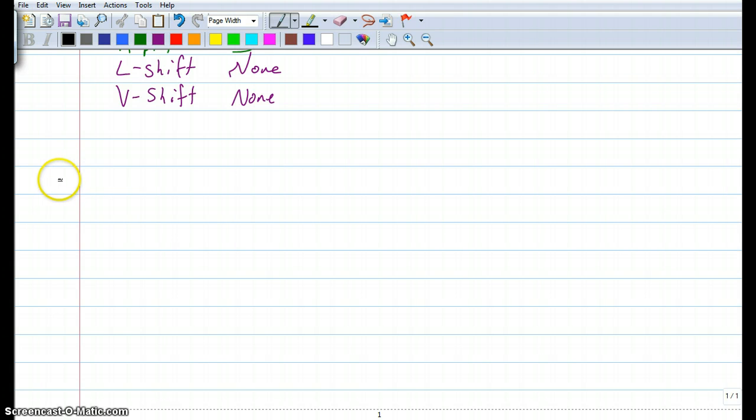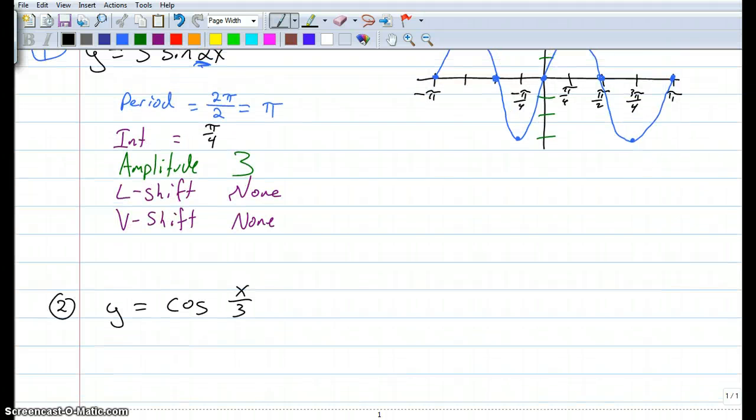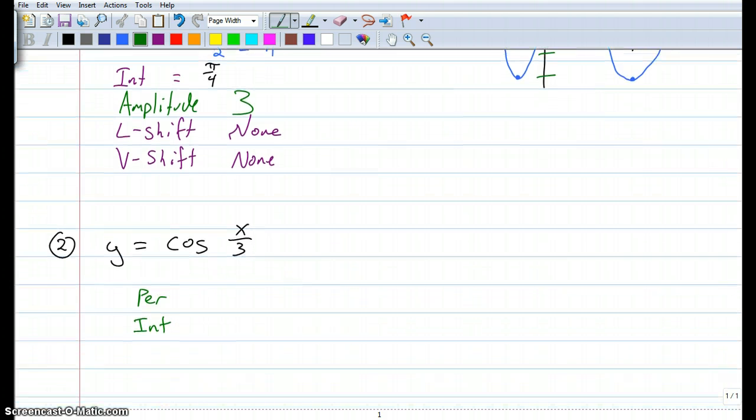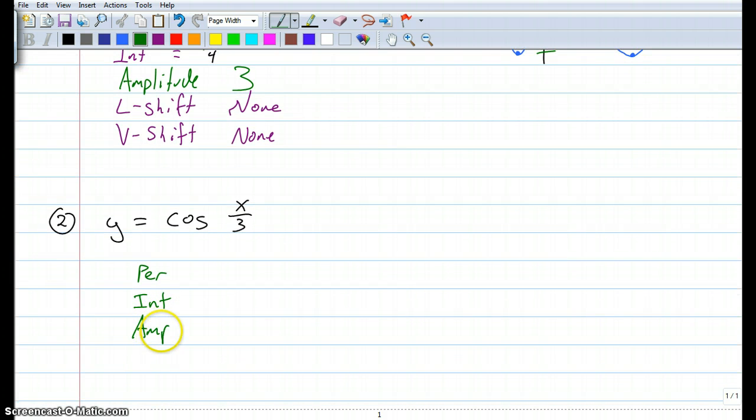Awesome. Now, number 2. Y equals the cosine of x divided by 3. Now, while we're thinking about this, copy that down and let's write the same things. Let's talk about the period. Let's talk about the interval. Let's talk about the amplitude, the L shift, and the V shift. We're going to talk about all these same things.